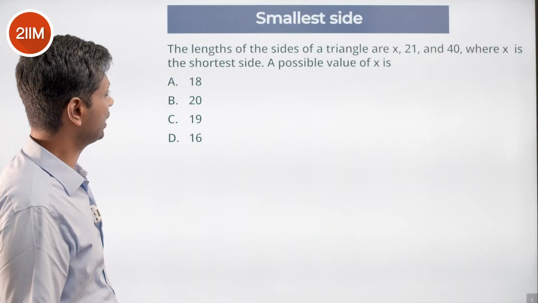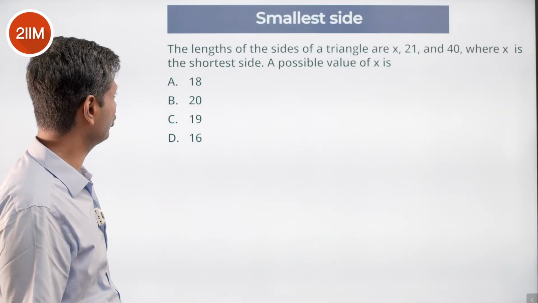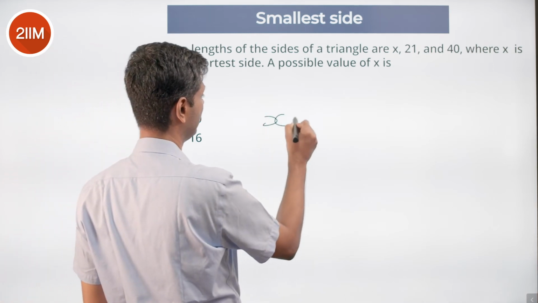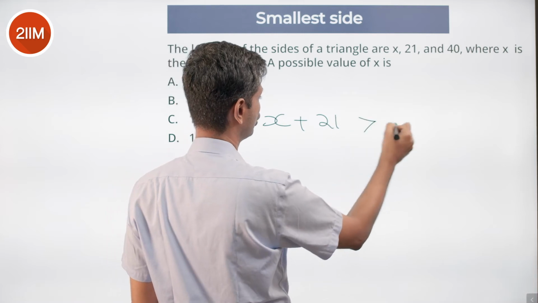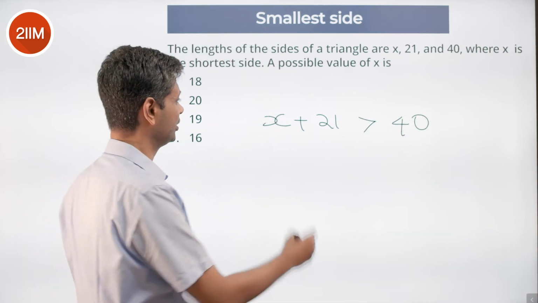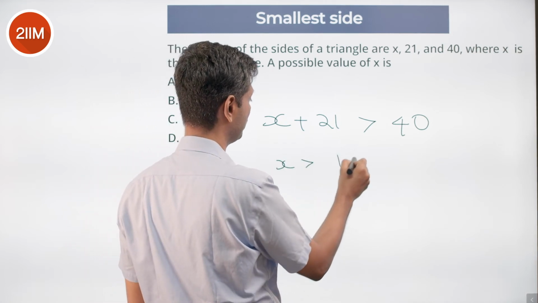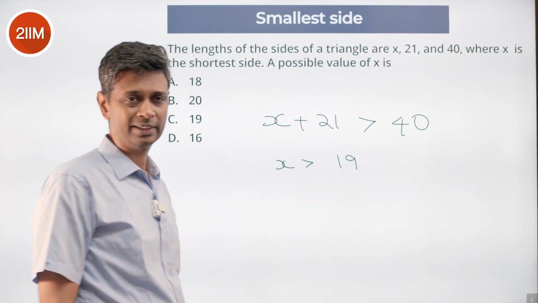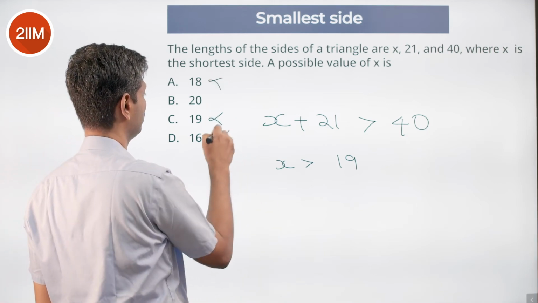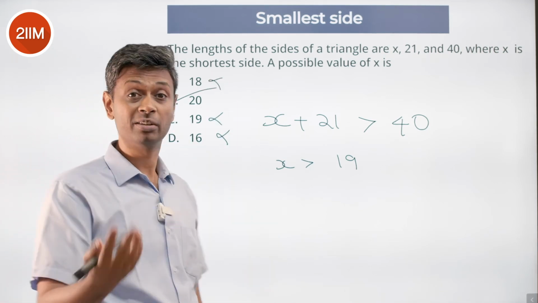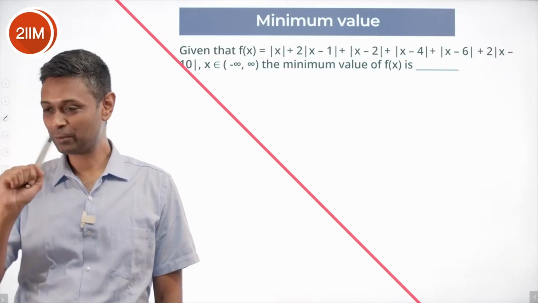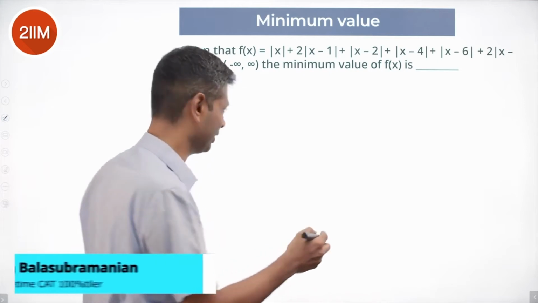The lengths of the sides of a triangle are x, 21 and 40, where x is the shortest side. A possible value of it. Sum of any two sides of a triangle is greater than the third. X is the shortest side. X plus 21 greater than 40 is our equation, or x greater than 40 minus 21, 19. 19 plus 21 won't form a triangle. These two won't. So, freebie. We're basically saying take this mark. I want everybody to get this right.